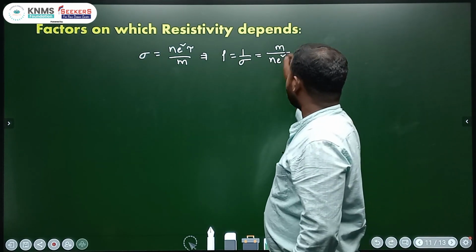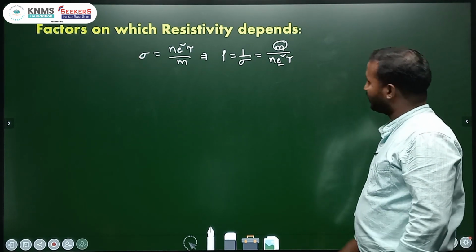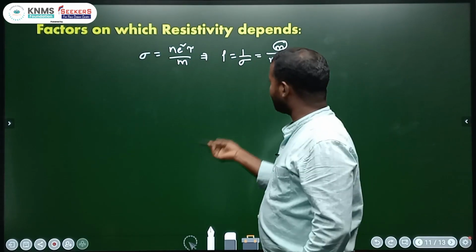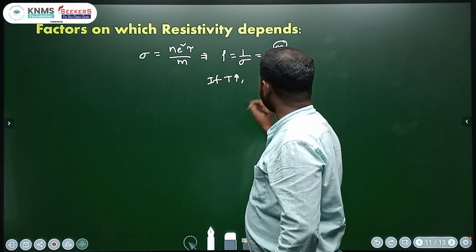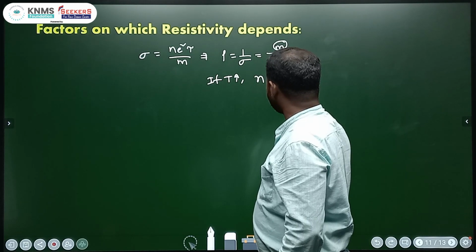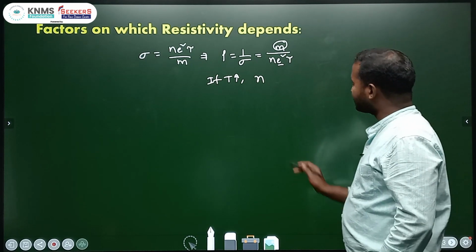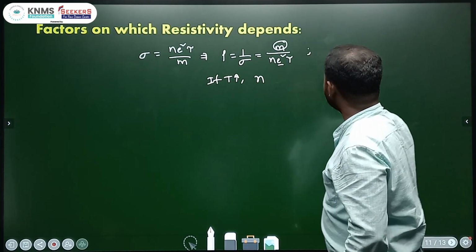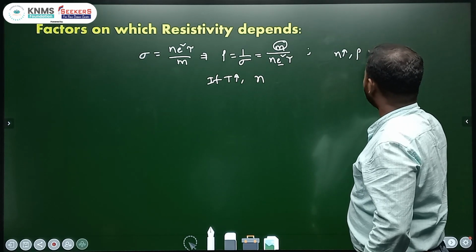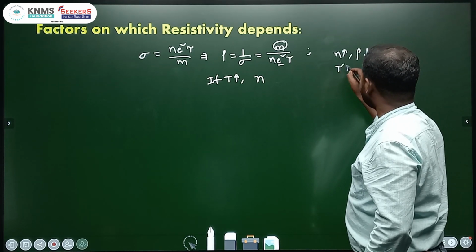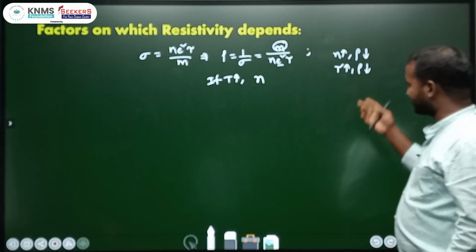Clear? Now you can see that mass and charge do not depend upon external factors, but it does depend upon the temperature. For example, if temperature increases, n may increase or decrease, and tau also may increase or decrease, among several factors. If n increases, rho will decrease. If tau increases, rho will decrease. And vice versa is true.